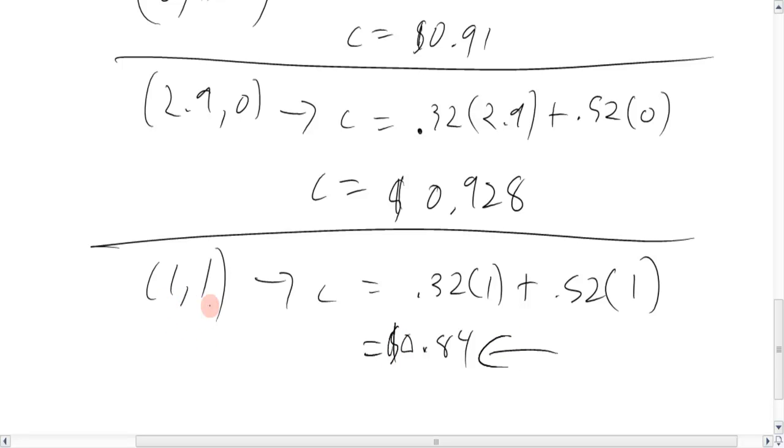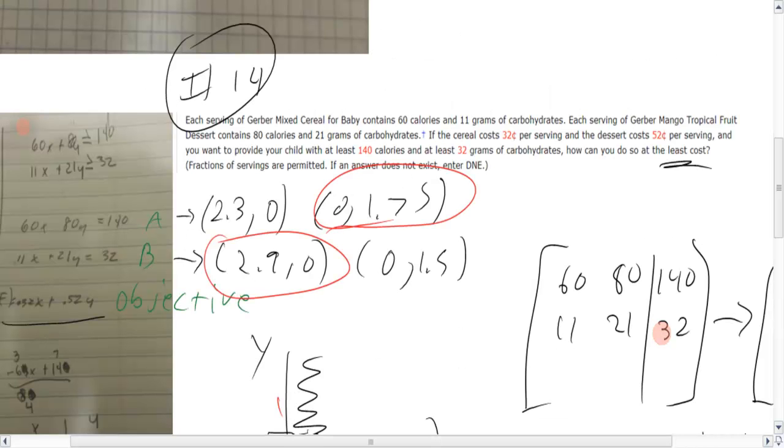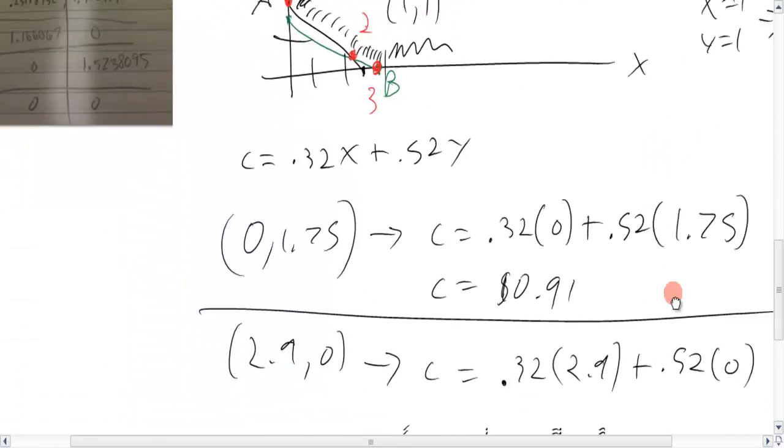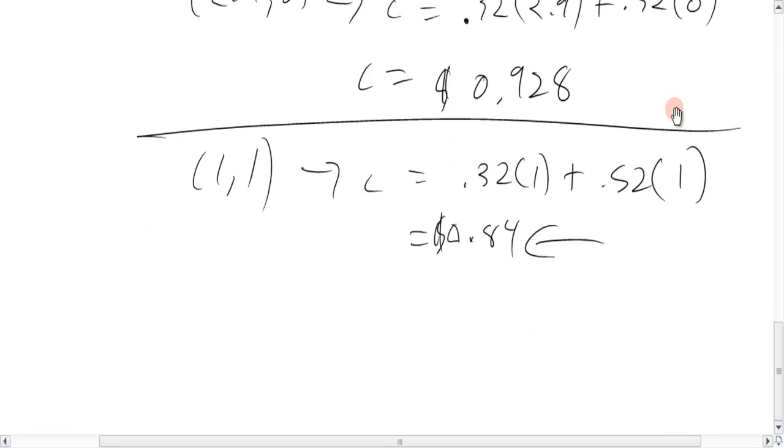Whatever the variables x and y meant, I forget at this point. But the x value is 1, the y value is 1, so let's go find out what those are. Here we go. I believe you'll double check, but I believe what you did is you set the Gerber mixed cereal to be x and the Gerber mango tropical fruit dessert to be y. So you need one serving of each, one serving of Gerber mixed cereal, one of the dessert, and those servings are going to cost you a total of 84 cents.